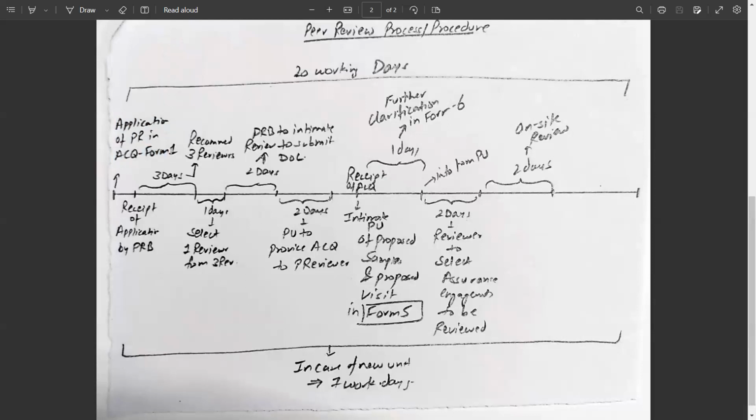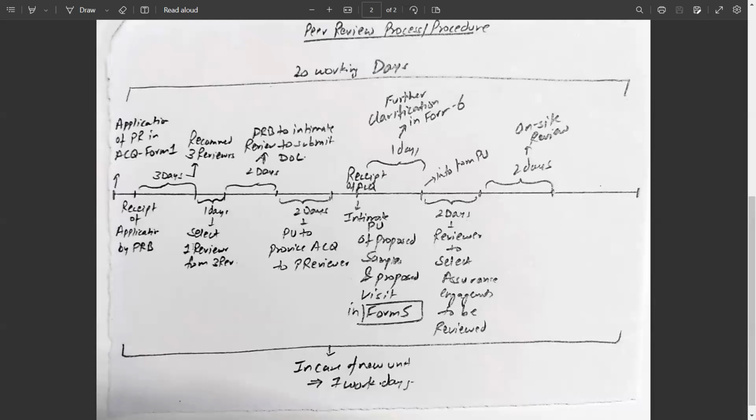So it's actually the practicing unit which has to file an application in form ACQ1 to the peer review board. On receipt of the application by the peer review board, the peer review board shall within 3 days recommend 3 reviewers. So it has to recommend the names of 3 reviewers. After that, the practicing unit shall select 1 reviewer within 1 day.